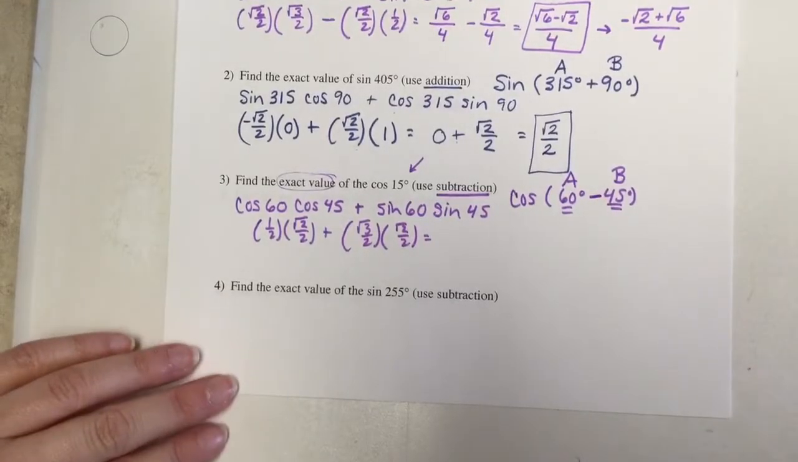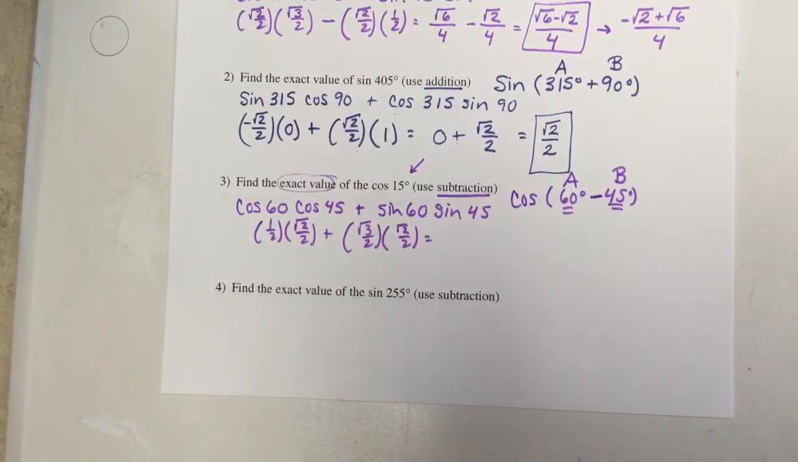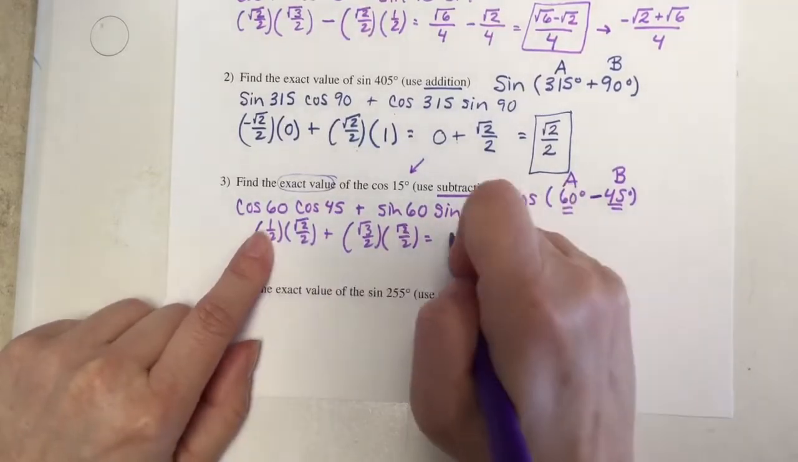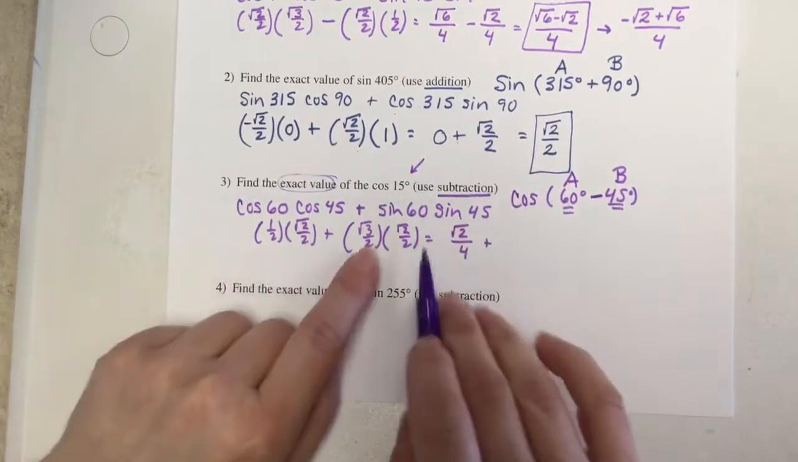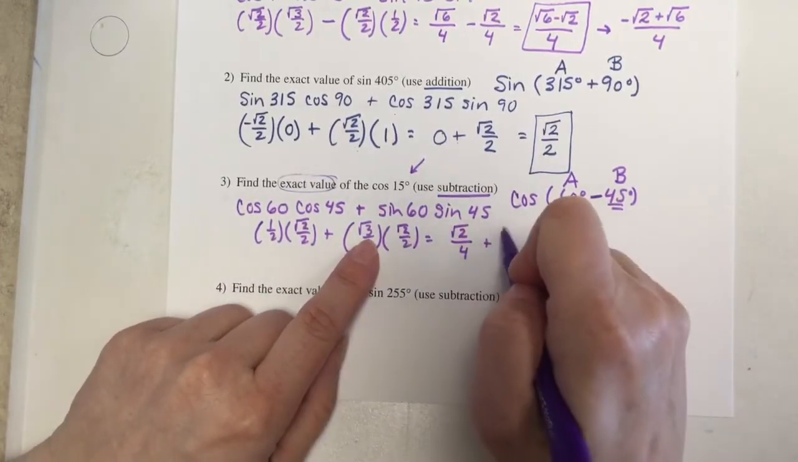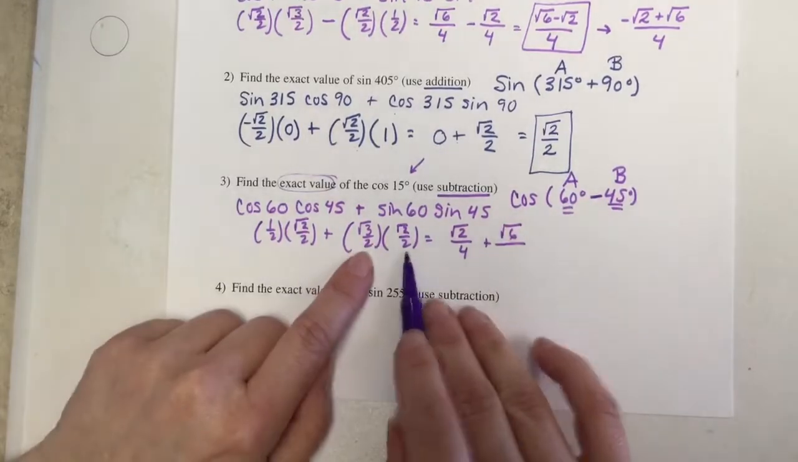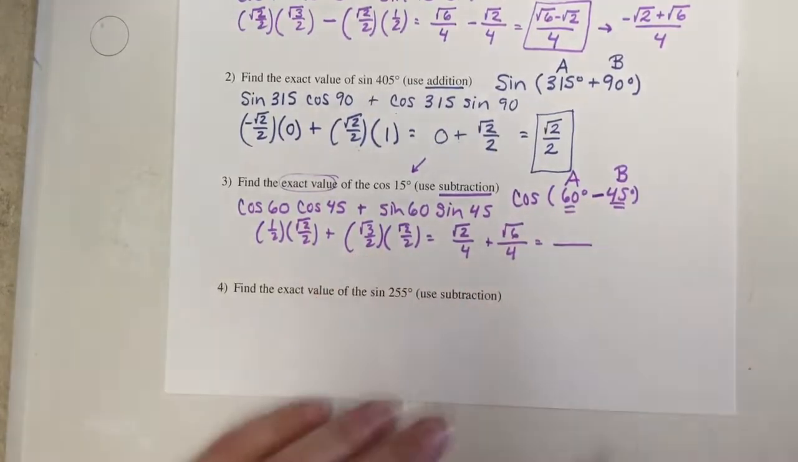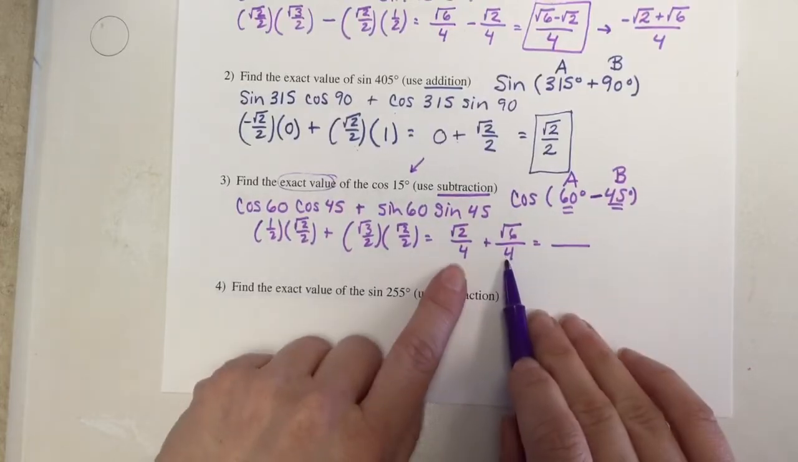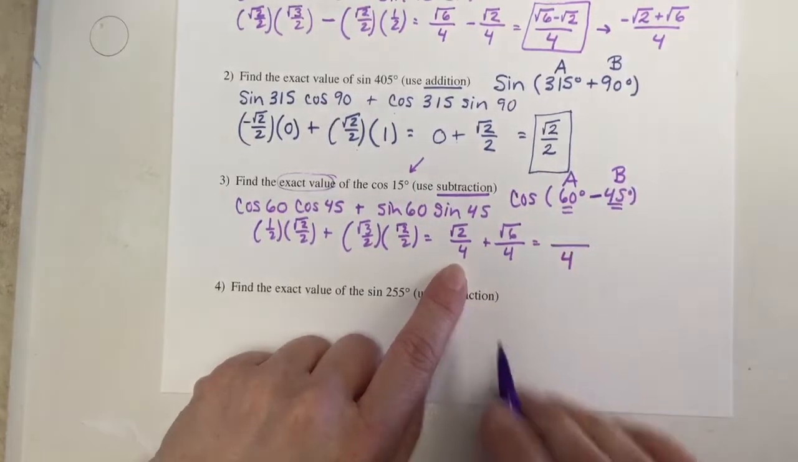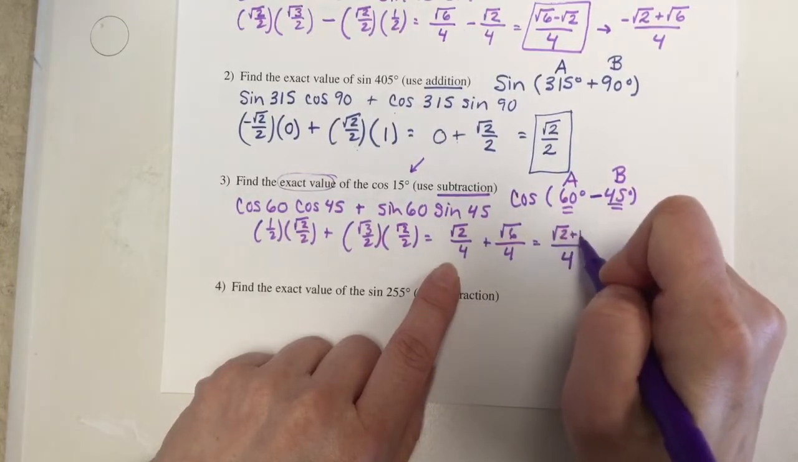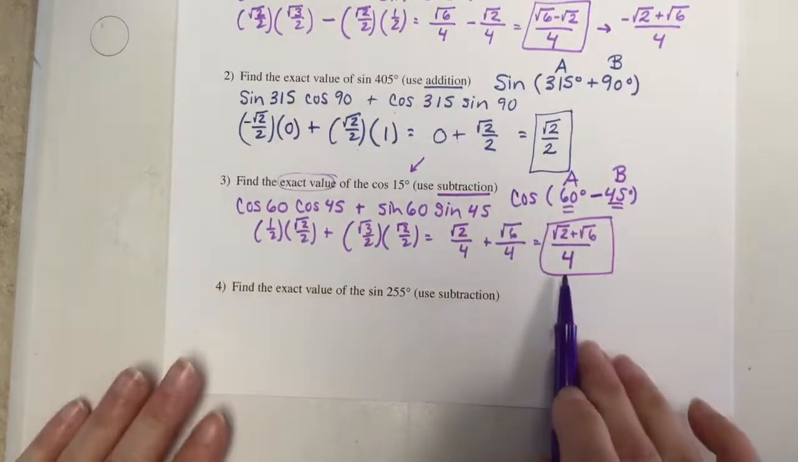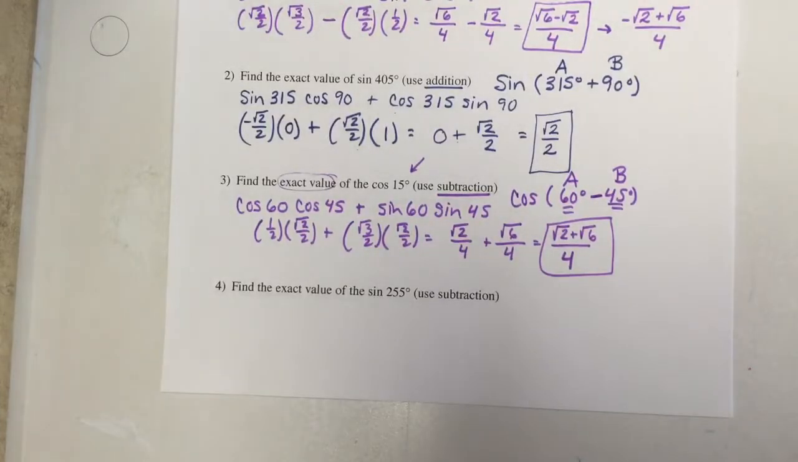Now we're multiplying fractions, a skill you've been doing for a very long time. Top times top, bottom times bottom. 1 times the square root of 2 is the square root of 2. 2 times 2 is 4. Plus, square root of 3 times the square root of 2 is the square root of 6. 2 times 2 is 4. When you are adding fractions, you need a common denominator, which we have. That 4 carries on over. These are not like radicals, so I need to keep it as the square root of 2 plus the square root of 6. That's what the cosine of 15 degrees is equal to.